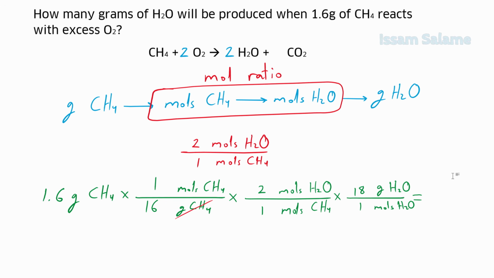Then we cancel similar units between numerators and denominators to match the final unit with the unit of the answer that we want to calculate, grams of water. Then we multiply all the numerators, we divide them by all the denominators to get the answer, 3.6 grams of water.